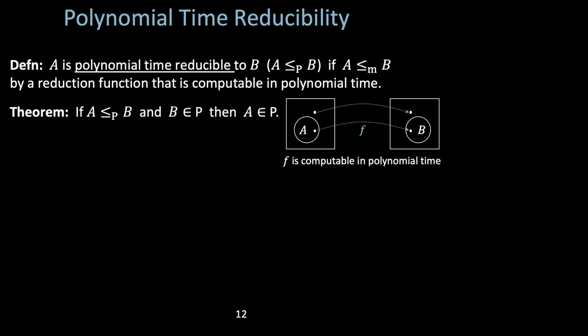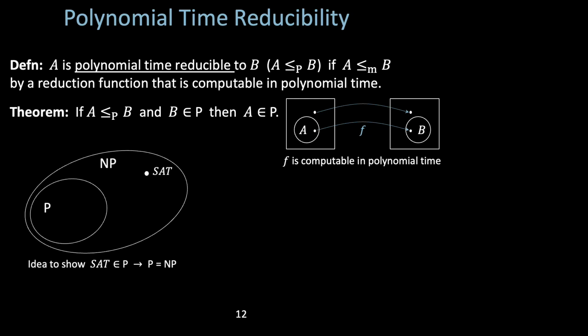The main theorem here is that if A polytime reduces to B and B is in P, then A is in P. Thinking about that, if I give you a question that's in A and then you compute f, you go to B, you solve for B, and then since you know yes in B means yes in A, you already have your answer for A, and then of course no in B means no in A.